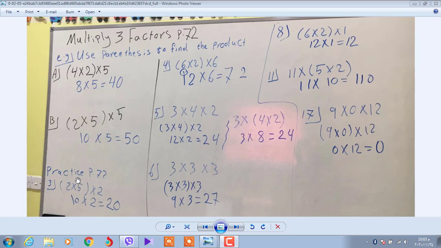And we have practices also. Practice 2: 2 times 5 times 2 equal to what? 2 times 5 equals 10 and times 2 equals 20, students. Because we have 2 outside, we have 10 times 2 equal to 20.